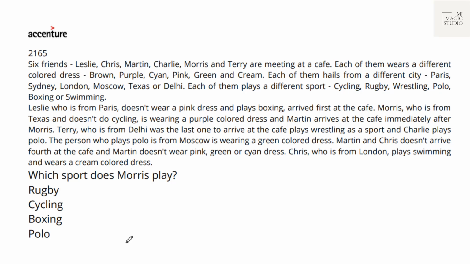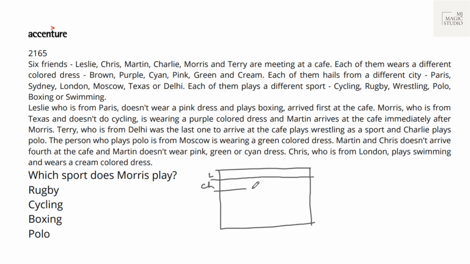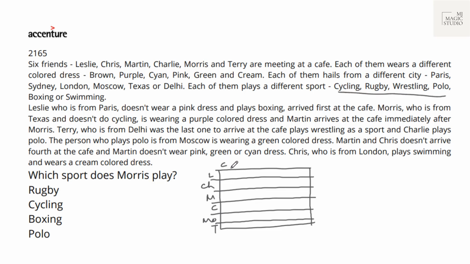Okay, again we have the same set, and here the question is regarding sport. Which sport does Morris play? So I'll go for 6 by 6 again. Let's see: Lacey, Chris, Martin, Charlie, Morris, and Terry. What are the games we have? Cycling, rugby, wrestling, polo, boxing, and swimming.